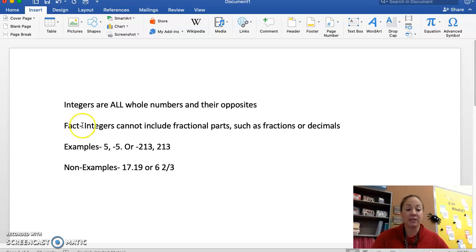There's a couple of examples down here. Integers would include something like 5 and -5, or -213 and 213. You've got your whole numbers, you've got their opposites. Non-examples would include anything with decimals, like 17 and 1900ths, or fractions, 6 and 2/3.